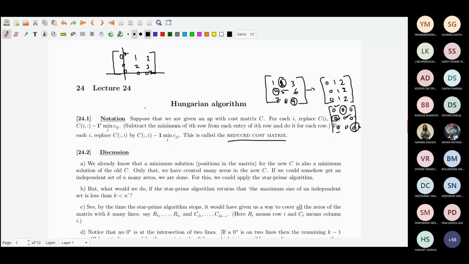Now, what you do, you subtract the minimum from them, and keep those stars, add the same minimum to the intersection of lines. So you will be writing 0 star, 0, 1, 0, 1, 2, 1 over here. This last 0 is the intersection point, 0, 0 star.